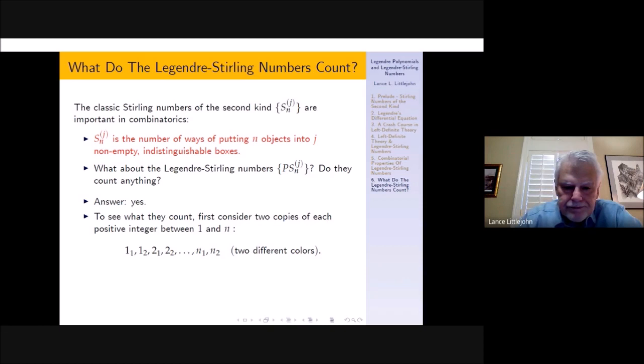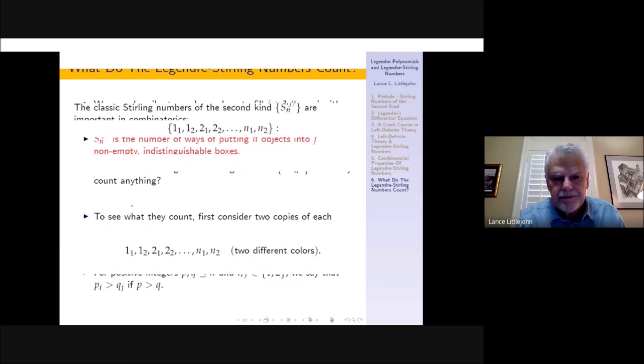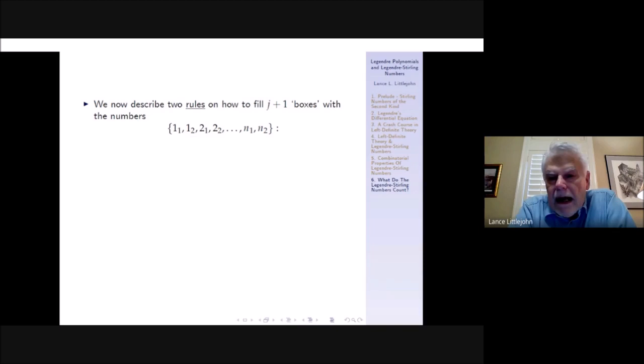I need some way of comparing numbers. So for positive integers p and q less than or equal to n, and i and j, my subscripts being 1 and 2, I'm going to say that p sub i is greater than q sub j simply if p is bigger than q. I don't think we really need it. It doesn't really show up in the succeeding pages, but it's something we needed in the proof. Now I'm going to describe two rules on how to fill j plus one boxes with the numbers 1 sub 1, 1 sub 2, and so on. Here's what the rules are.